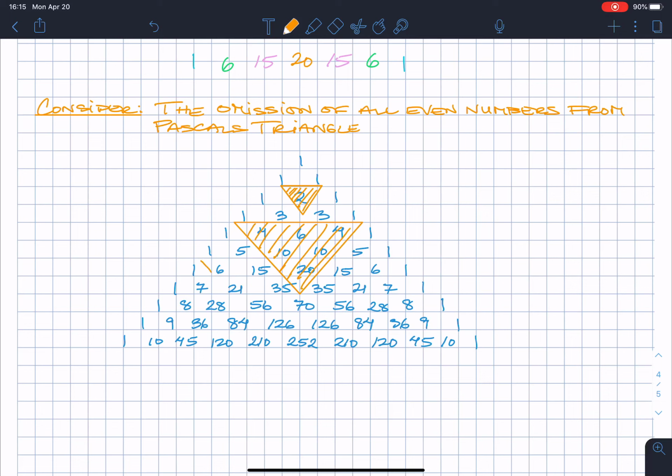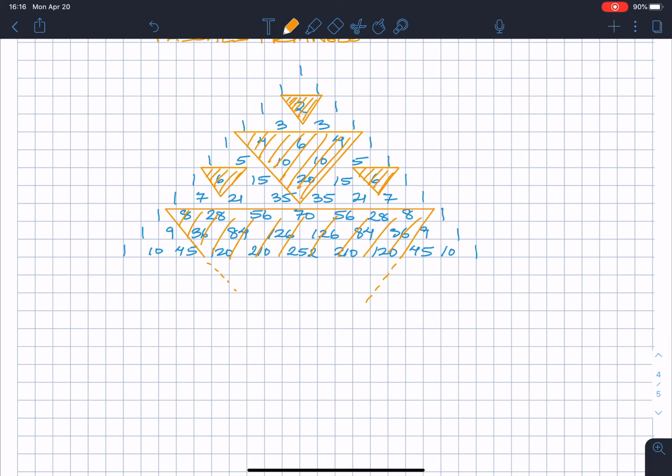And wait, there's an even number right here that I can omit. Oh, but wait, there's also the same even number over here that I can omit. Oh, but then there's all these even numbers, which go on quite a ways downwards. So do you see what I have here is the Sierpinski triangle if I go on forever with this.